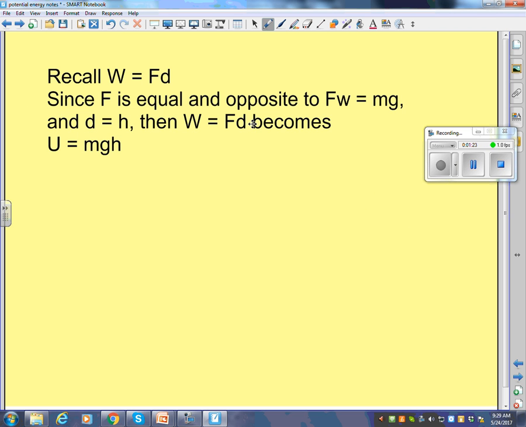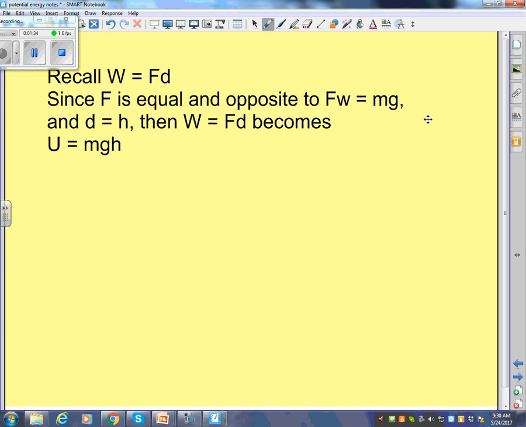Remember, work equals F times d. Since F is equal and opposite to FW, when you lift something at a constant speed, and most people do, the weight force is down, the applied force is up, and they are balanced. So this FA that you're doing for work is equal and opposite to FW, and so the mg goes in for the F, and the d sometimes becomes an h for height, and you get U equals mgh. Potential energy, mass times gravity times height.